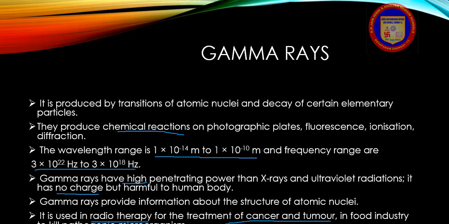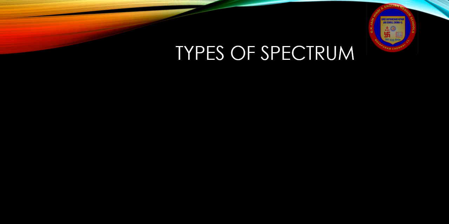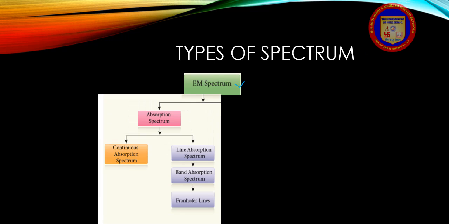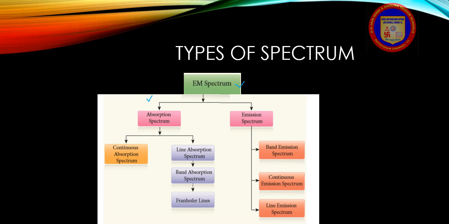Next we go into the types of spectrum. There are two types of spectrum. One is absorption spectrum, another one is emission spectrum.